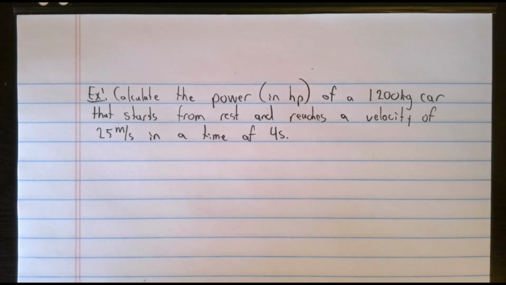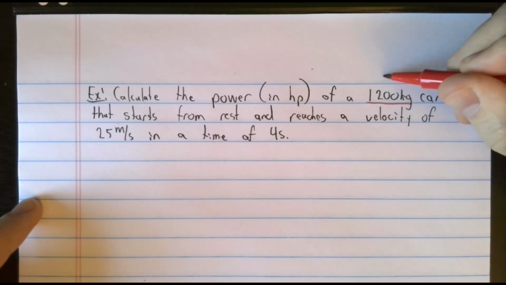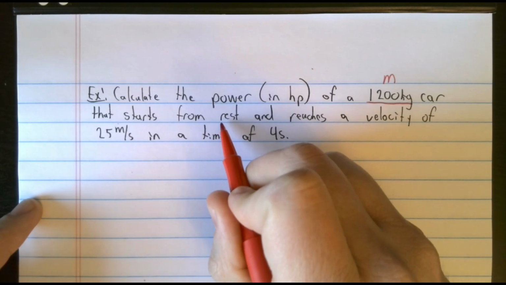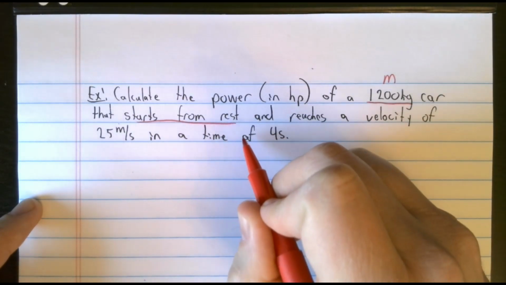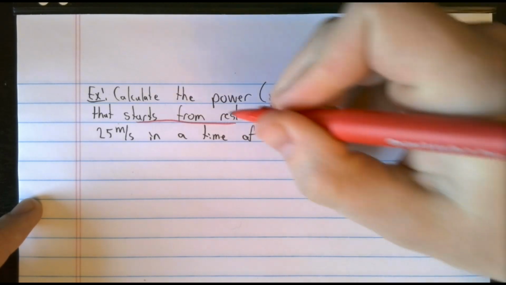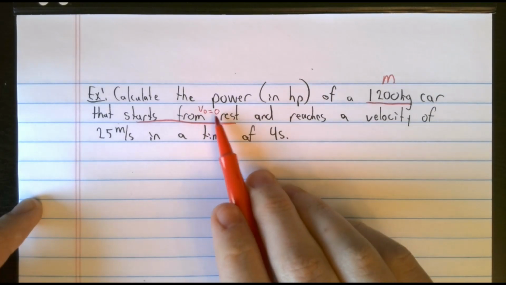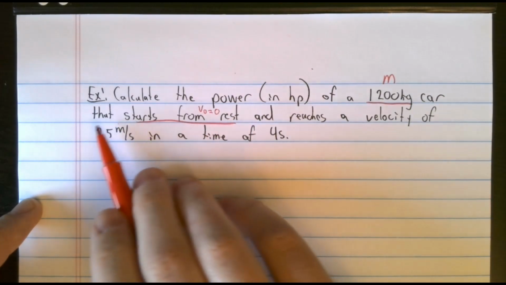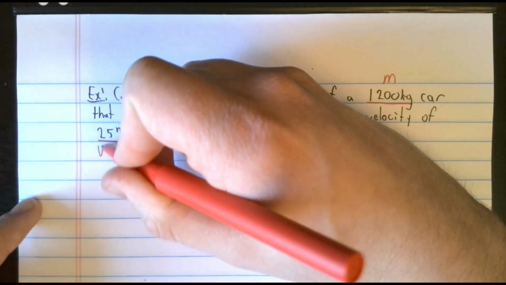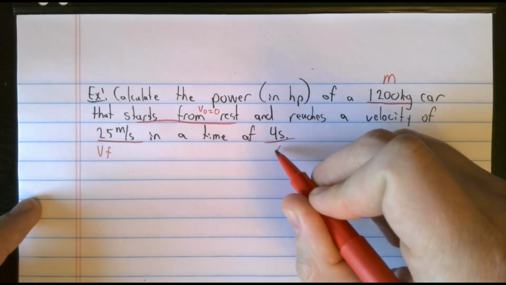Breaking it down a little bit, of course we know that kilograms is a unit of mass, so I'll write an M there. If something starts from rest, that means that initial velocity is 0. You can write it off to the side or write it up here if you got space. I found some space there. V0 equals 0. It reaches a velocity of 25. That must be the final velocity if the initial velocity is 0. And then T is 4.